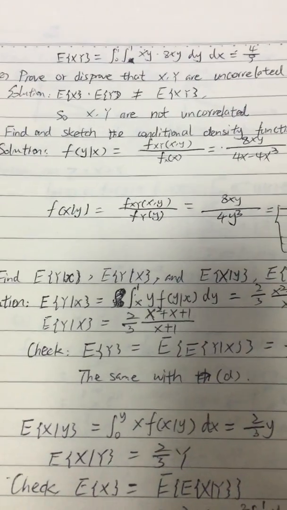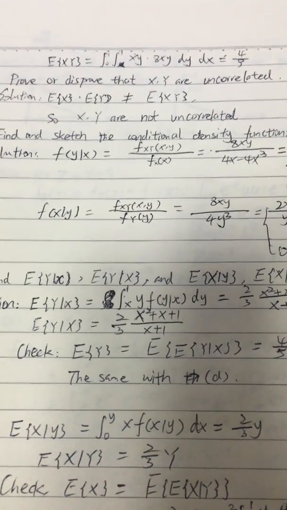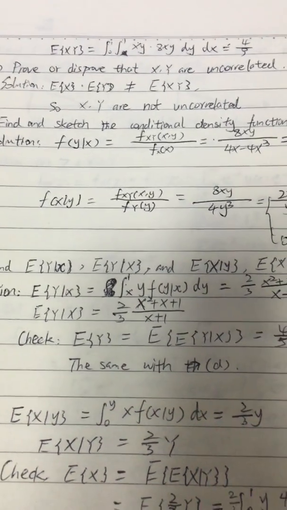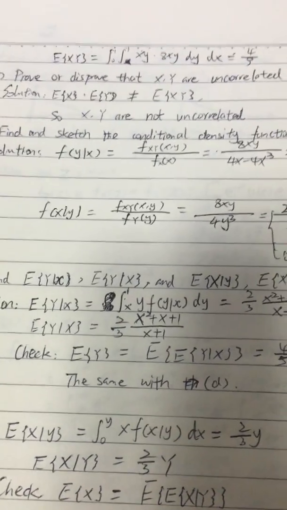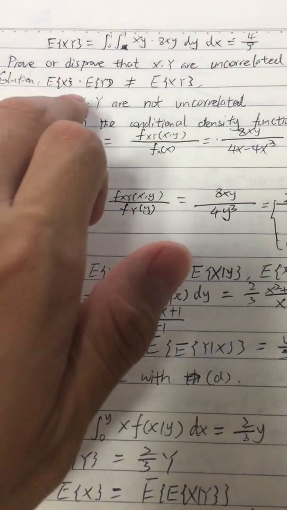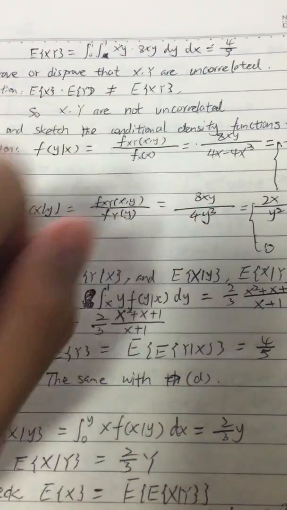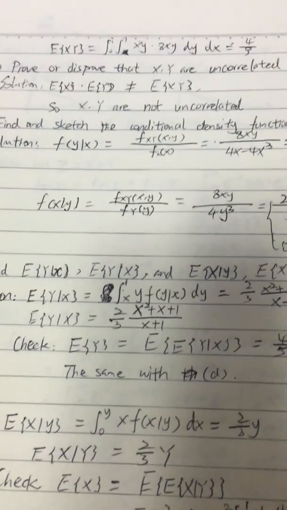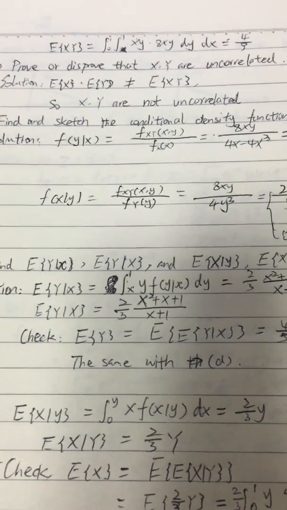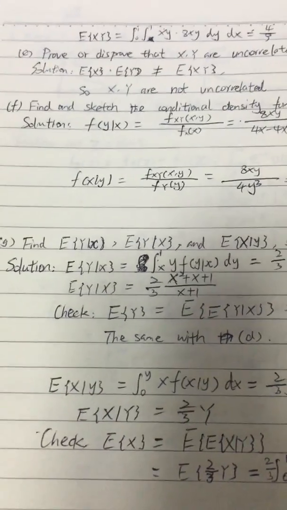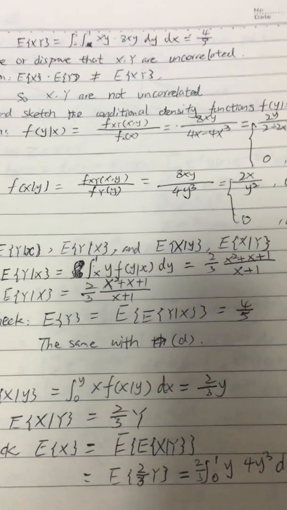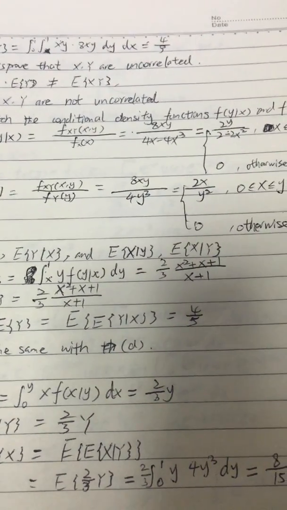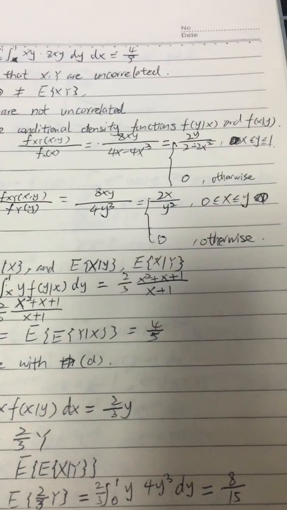The next part is to disprove that x and y are uncorrelated. We have solved out the values of ex and ey, and we see that ex multiplied by ey is not equal to exy, so x and y are not uncorrelated. Next, find and sketch the conditional density functions fy|x and fx|y.